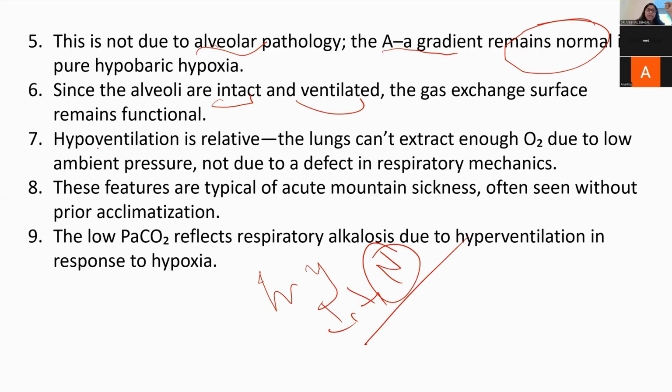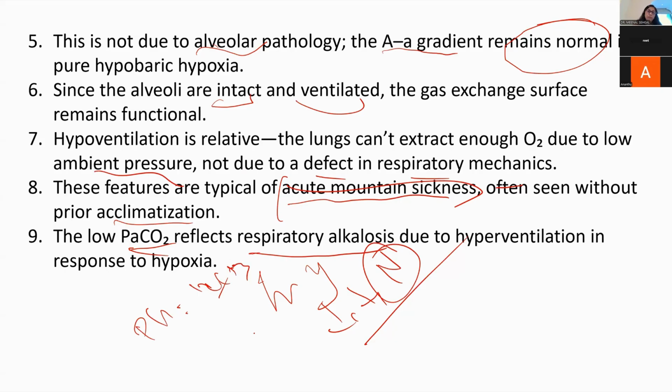Hypoventilation is relative. Lungs cannot extract enough oxygen due to low ambient pressure, not due to a defect in the respiratory mechanisms. Now, these features are typical of acute mountain sickness, often seen without prior acclimatization. This only happens if you quickly rise to the mountains without allowing your lungs to get used to it. Now, the low PaCO2 reflects respiratory alkalosis. We know the formula pH is equal to bicarb upon PCO2. So, if the PCO2 is dropping, pH will rise. So, respiratory alkalosis due to hyperventilation in response to hypoxia.